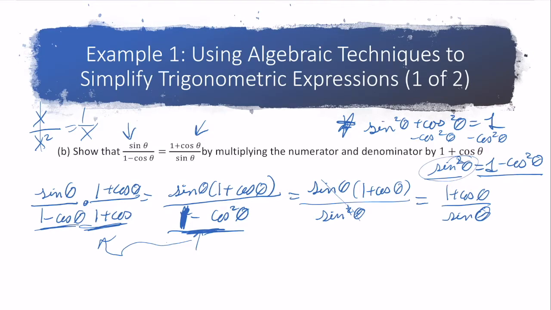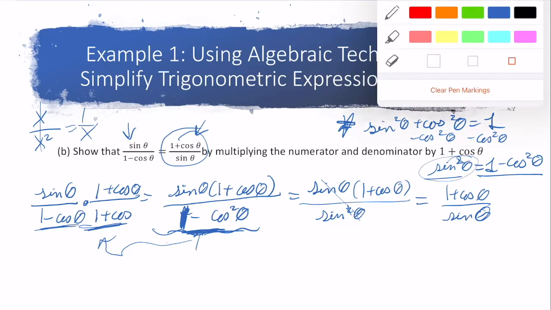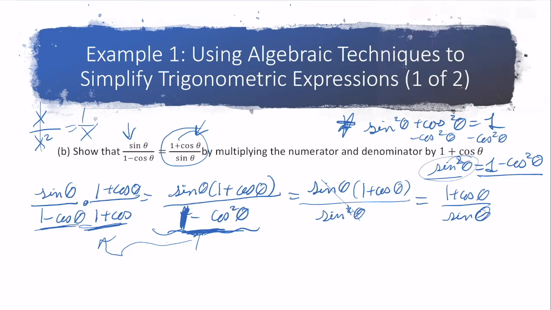Sometimes it's also necessary to keep in mind and see where you're trying to get to. So when I got to this step right here, maybe I'll change colors. When I got to this step right here, I noticed, oh, I have a 1 plus cosine in the numerator, but I don't have a sine in the denominator. How could I make this denominator have something with a sine in it? Another way to approach these problems.